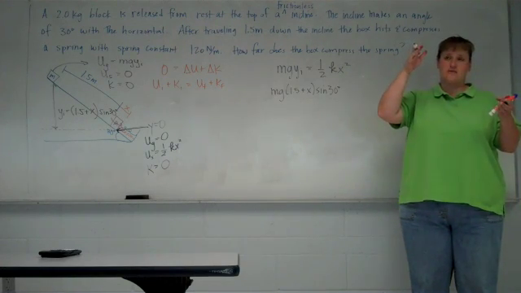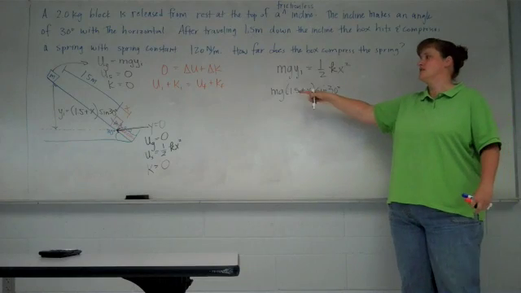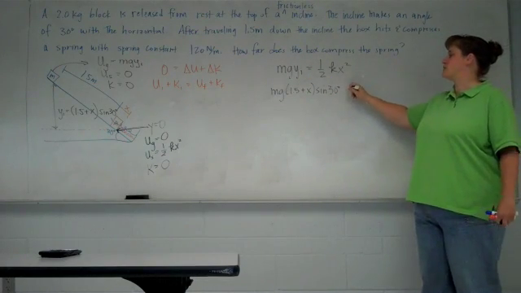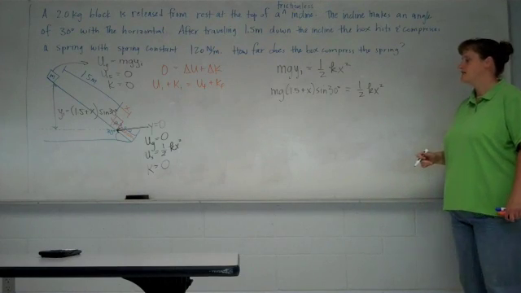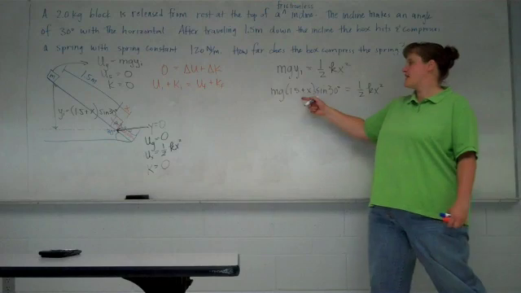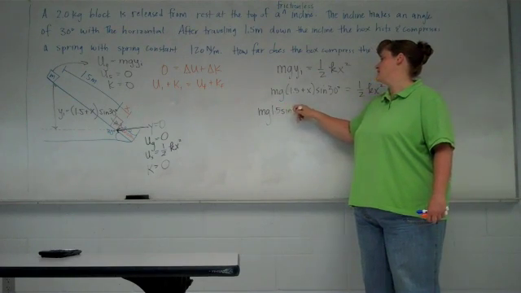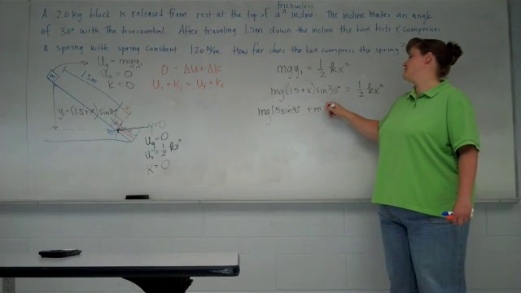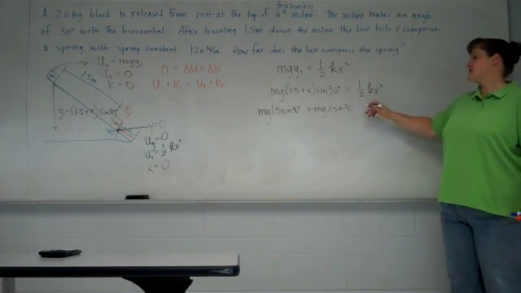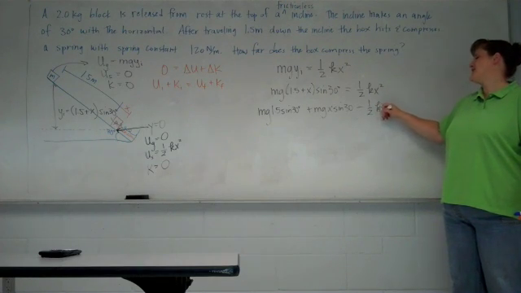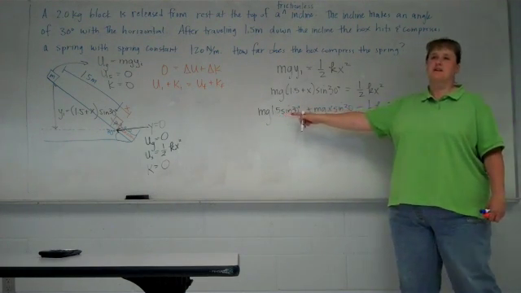So total distance is 1.5 plus some extra distance x. So the total distance down the incline is 1.5 plus x. To get the vertical component, we have to multiply by the sine of 30. Okay, so let's factor this out. We're going to get mg times 1.5 sine of 30 plus mgx sine of 30. I'm going to bring this to the other side because I'm noticing right now that we have x squared, x, and no constant term. I'm going to have to do the quadratic equation.